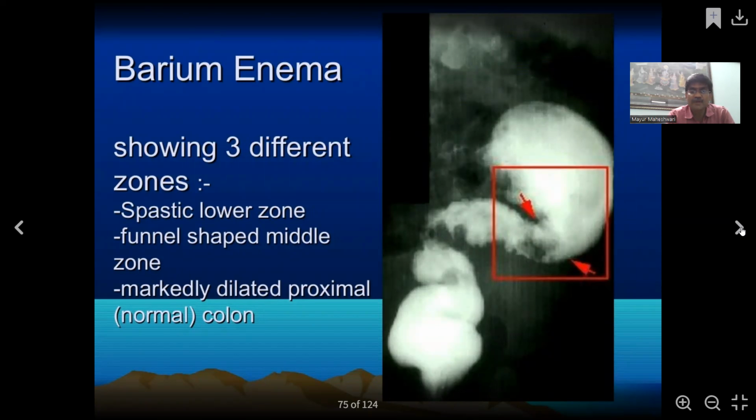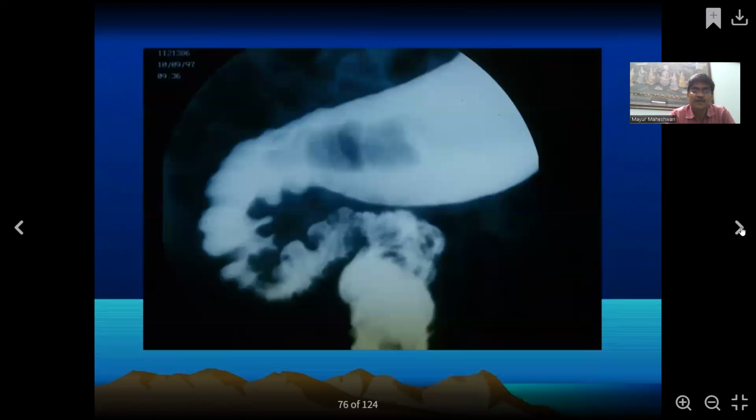So this is a barium enema. You can see three different zones. That is the spastic lower zone. Then there is a funnel-shaped middle zone. And there is a markedly dilated proximal colon, which is a normal colon, because the normal colon will get dilated. But the affected colon will never get dilated because it is the diseased part.